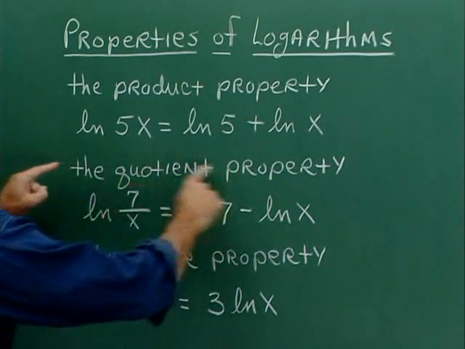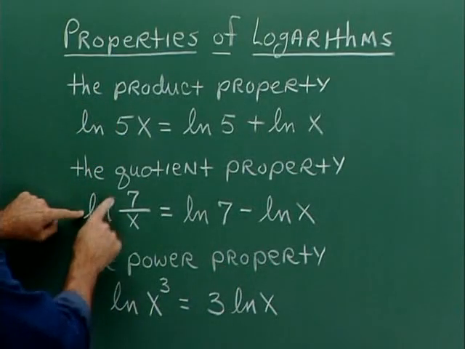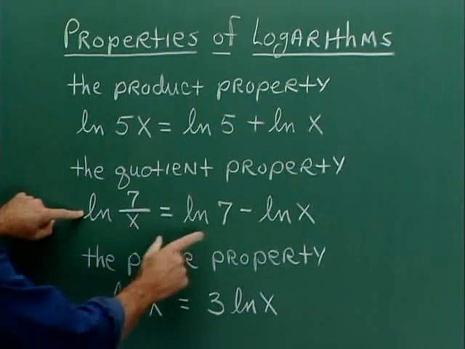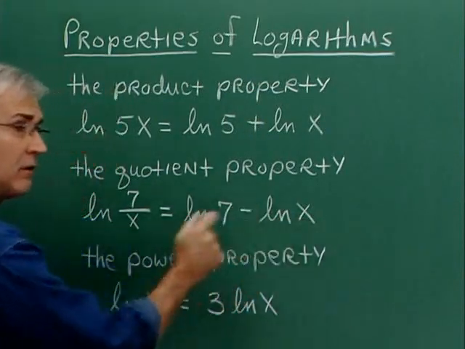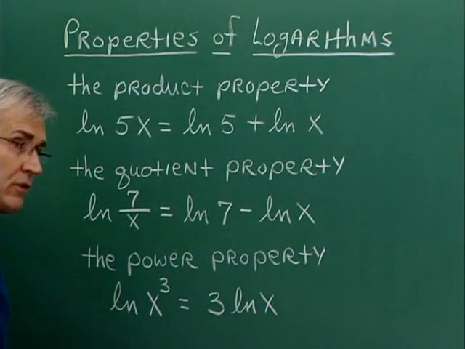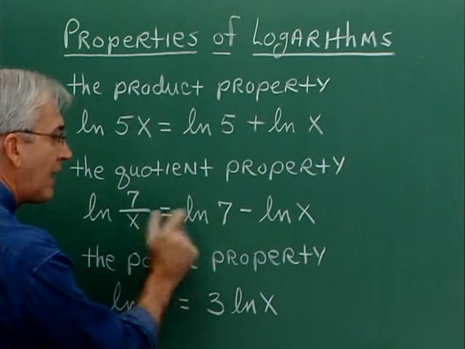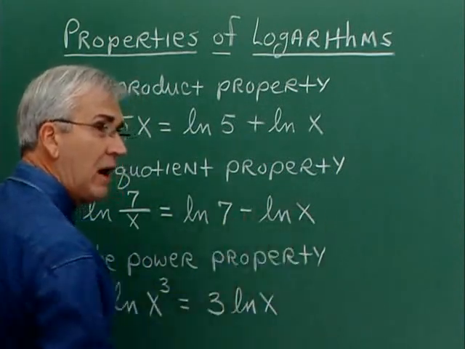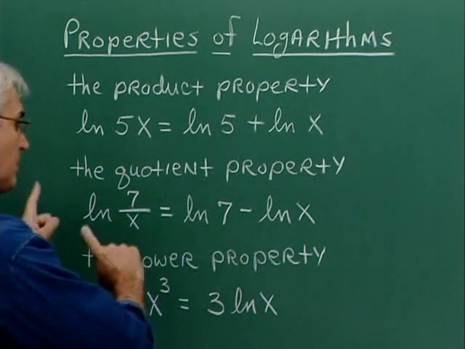Okay, the quotient property, again related to the idea of exponents: the logarithm of a quotient is equal to the logarithm of the numerator minus the logarithm of the denominator. When you're dividing like bases, what do you do to their exponents? You subtract them. You take the exponent in the numerator and you subtract the exponent in the denominator. It's a good way to remember this property. And once again, this works in both directions.